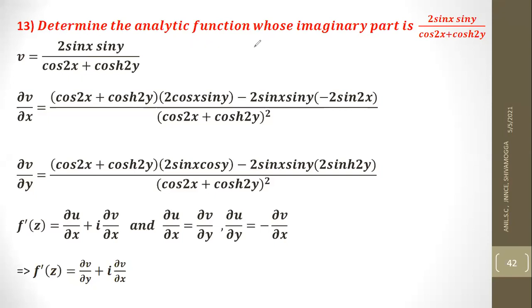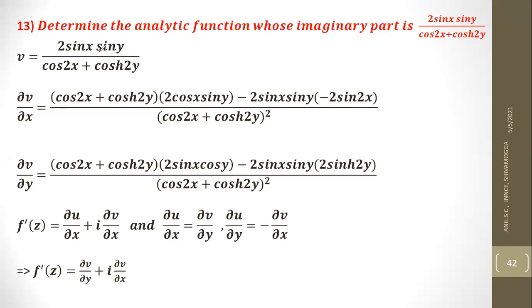Determine the analytic function whose imaginary part is 2 sin x sin y divided by cos 2x plus cos hyperbolic 2y. Imaginary part is given. Usually we take f of z as u plus iv. U is a real part and v is imaginary part. Therefore, this is denoted by v. V is equal to 2 sin x into sin y divided by cos 2x plus cos hyperbolic 2y.